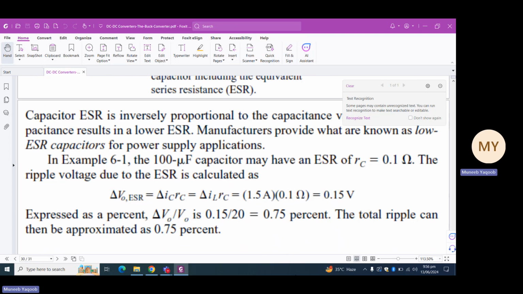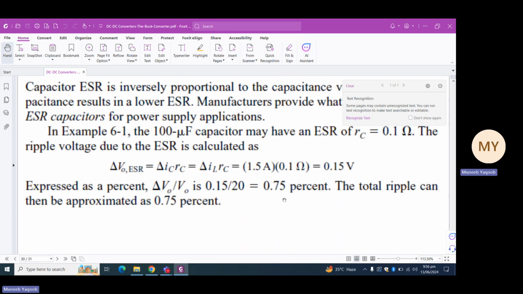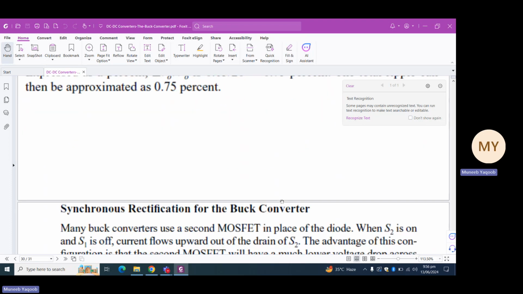Therefore, often we neglect other sources of ripples. We just consider this as the overall percentage ripple. So that was one thing.